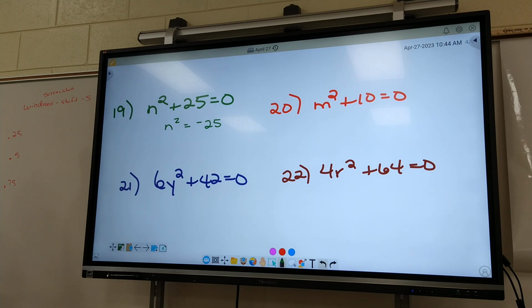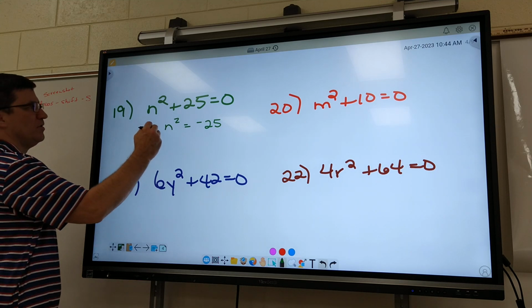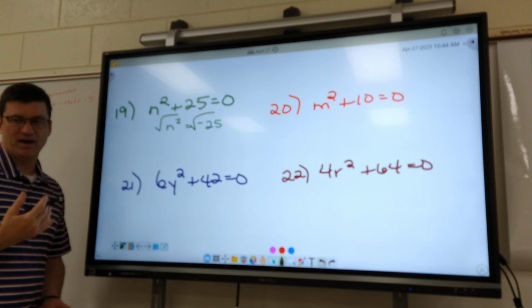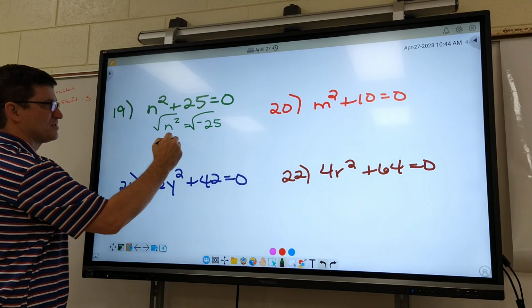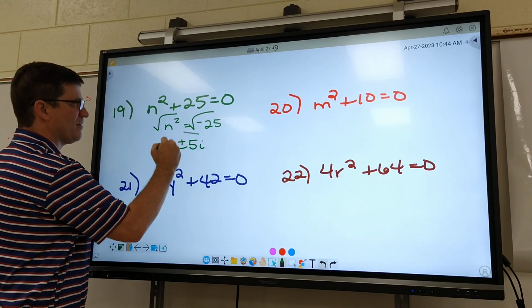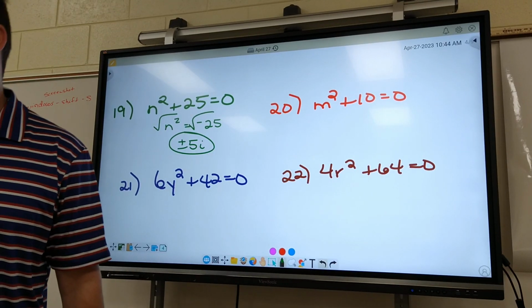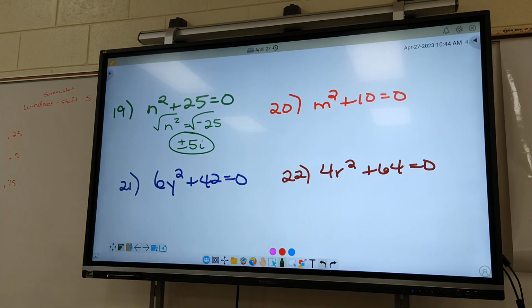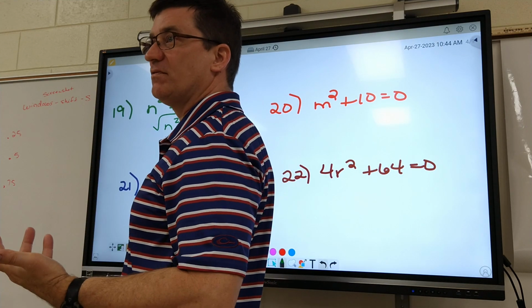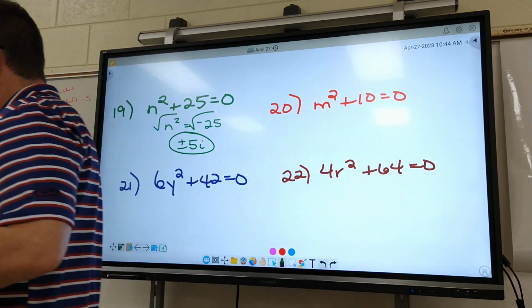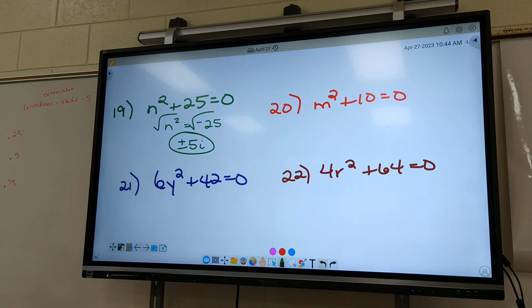All right, what do we do from here? Take the square root. Now, what's the square root of 25? What's the square root of negative 25? 5i. So answer is plus or minus 5i. All right, why do I have to put plus or minus on these? I haven't been putting plus or minus. These are equations. These have an equal sign. It says to solve. So the only ones you'll have to do plus or minus are these 4 on 19 through 22.